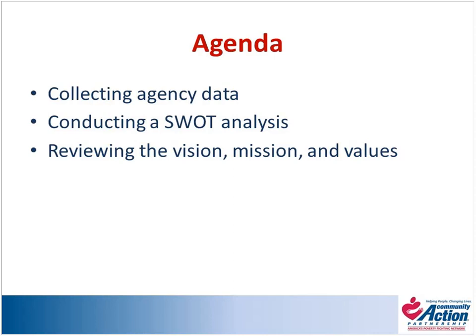Next, Courtney is going to talk about conducting a SWOT analysis, and of course that is looking at your agency's strengths, weaknesses, opportunities, and threats. That's a common exercise you go through in the strategic planning process. So Courtney will talk about how to put that exercise together and how to use the data to support your strategic plan. And then finally, Courtney and I will go back and forth talking about how you review your vision, mission, and values, and how you pull that forward as you move into the next phase of the strategic planning process, actually writing your strategic plan. So that's what we're going to cover today.